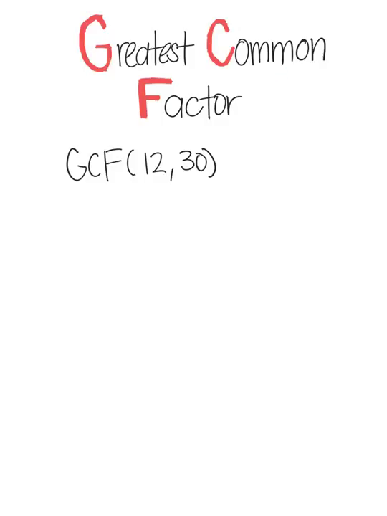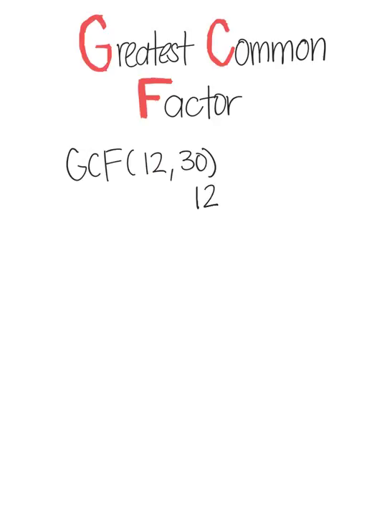So let's look at an example. The greatest common factor of 12 and 30. So what I'm going to do is find the factors of both 12 and 30. The F in greatest common factor reminds me that I'm going to feel the rainbow. So I'm going to make the factor rainbows for 12 and 30.